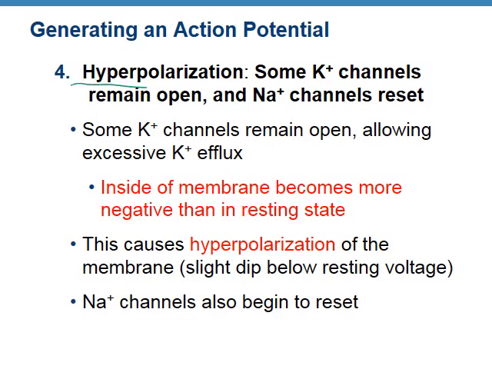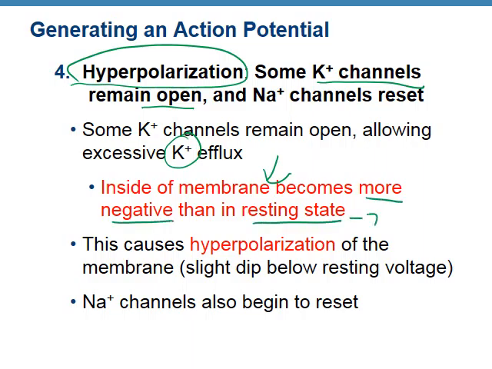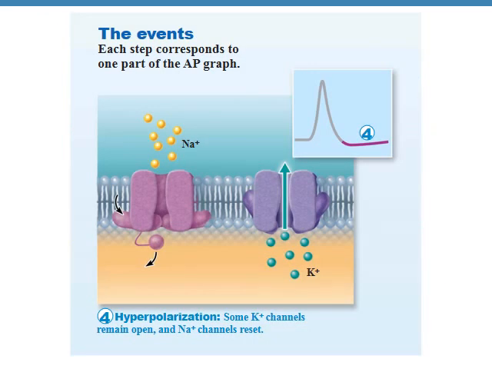So this is the new term, hyperpolarization. Sometimes the potassium channels remain open a little bit longer, and this causes the potassium to leave, and it makes the inside of the membrane become more negative than the resting membrane potential. We call this hyperpolarization. Let's look at this figure and talk about the spike that we're seeing here.